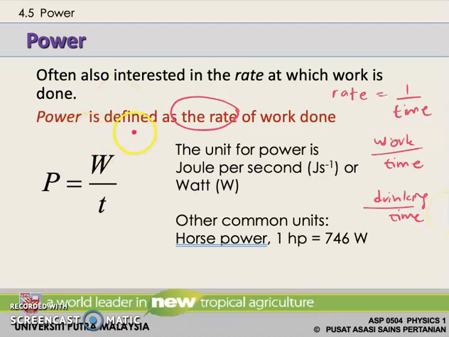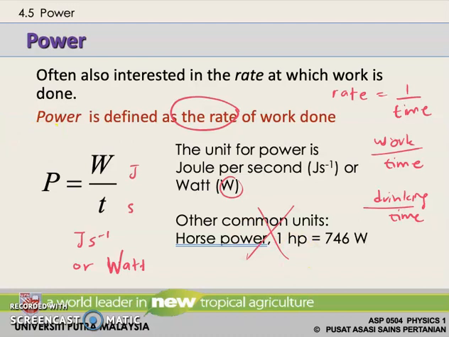So here the power is defined as the rate of work done, which means work done over time. So work done is in joules, time is in seconds. So the unit for power is joules per second or watt, capital W. So when you write watt, you use the capital W. Or joules per second is also fine. Another common unit is horsepower, 1 HP is 746 watt. We won't be using this in our syllabus because this is just for your general knowledge.